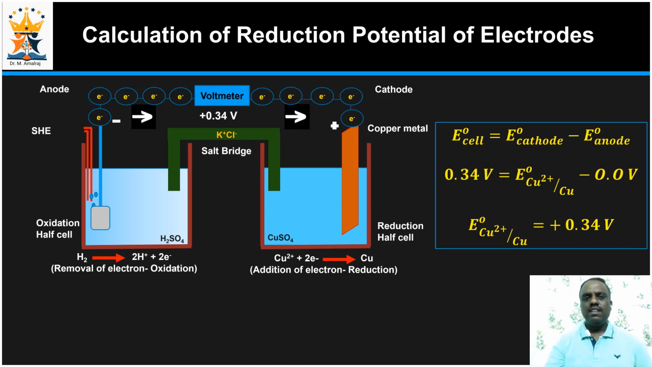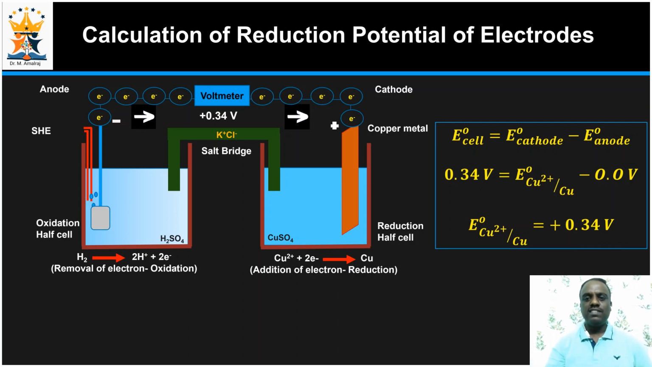See here, the standard hydrogen electrode is taken as anode. Remember, the electron flow in a galvanic cell is always from anode to cathode, and in this particular galvanic cell, the electron flows from standard hydrogen electrode to the copper 2 plus 2 copper electrode. That represents the standard hydrogen electrode in this particular case acts as the anode.